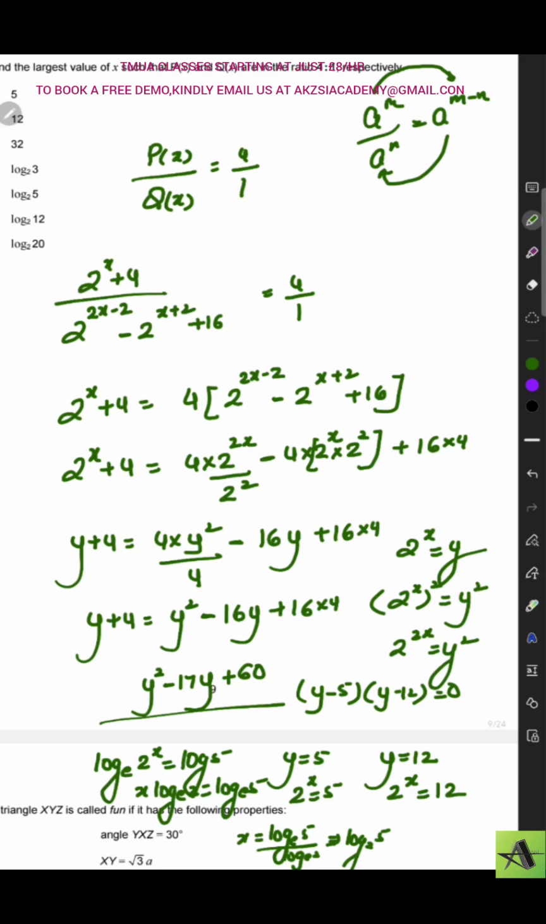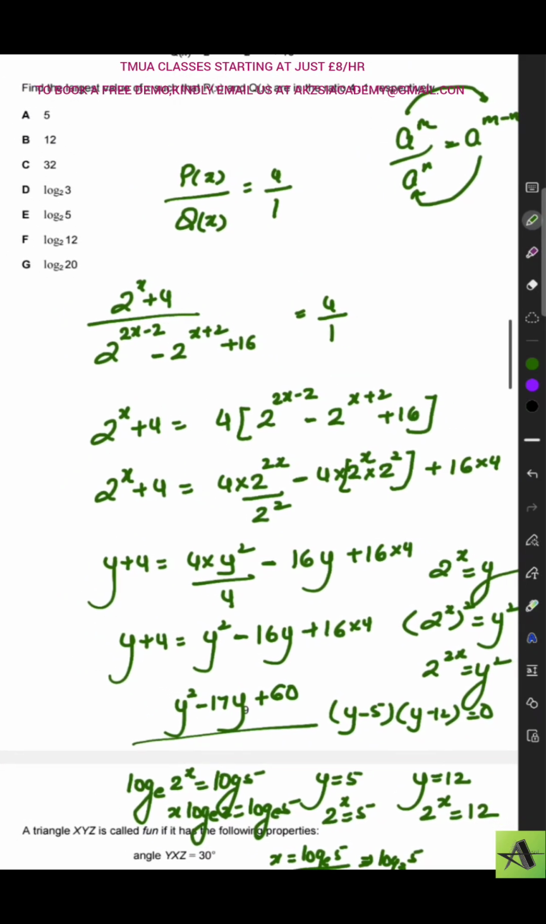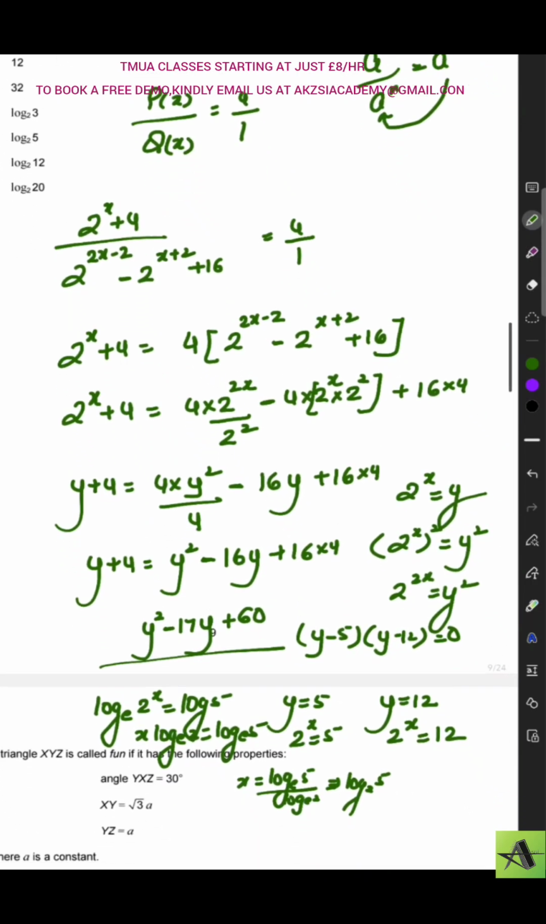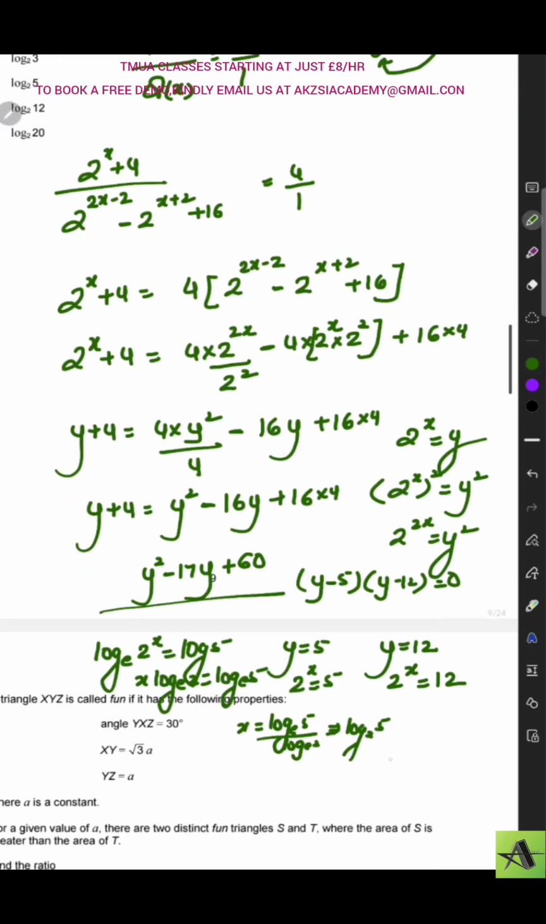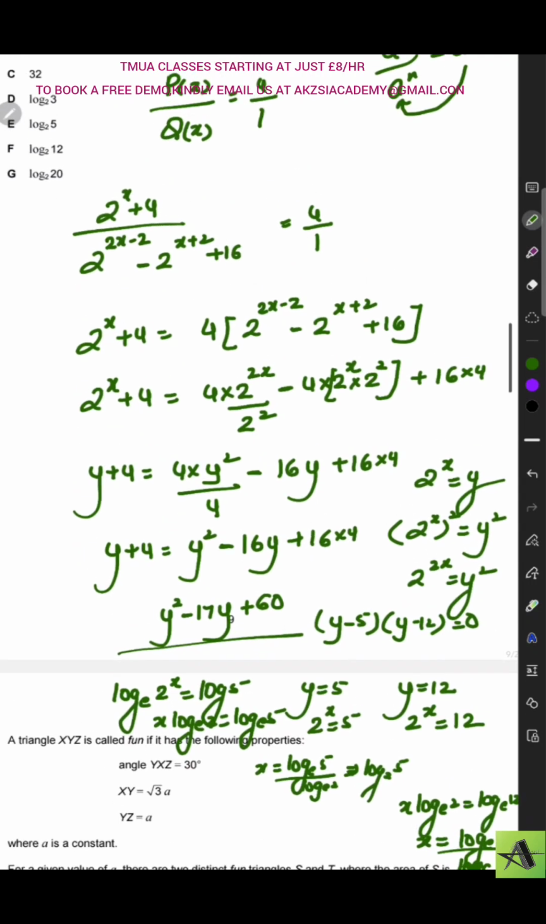If I see that one, I can see it as in option E. Another one would be taking log to both the sides. So x log base e 2 is equal to log base e 12. x is equal to log base e 12 over log base e 2. So that will give me log base 2 of 12. Now you can clearly see two are matching, E is matching and F is matching.